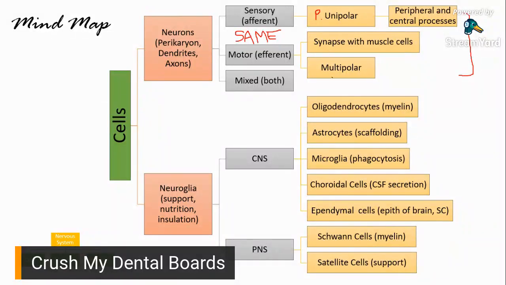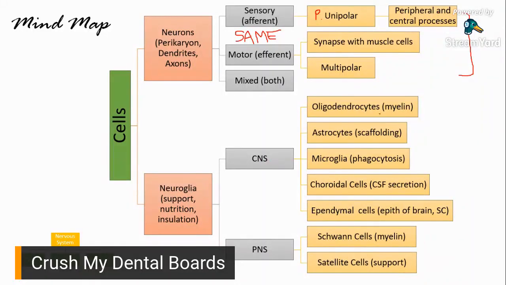Okay. And the multipolar neurons, an example of which are your motor neurons. Okay, so motor neurons are actually multipolar. Okay, and then when it comes to your supporting cells, the glial cells, we divided it into two. So you have glial cells for the CNS, and we have glial cells for your peripheral nervous system.